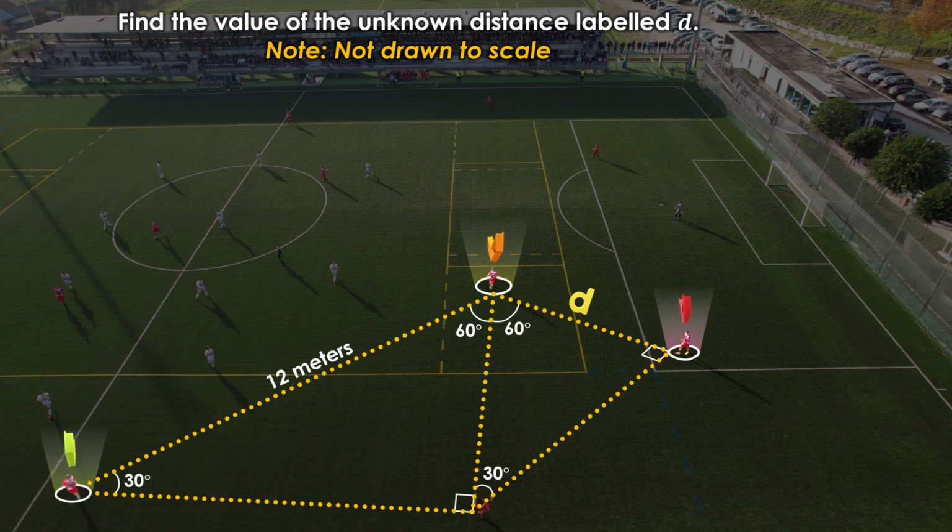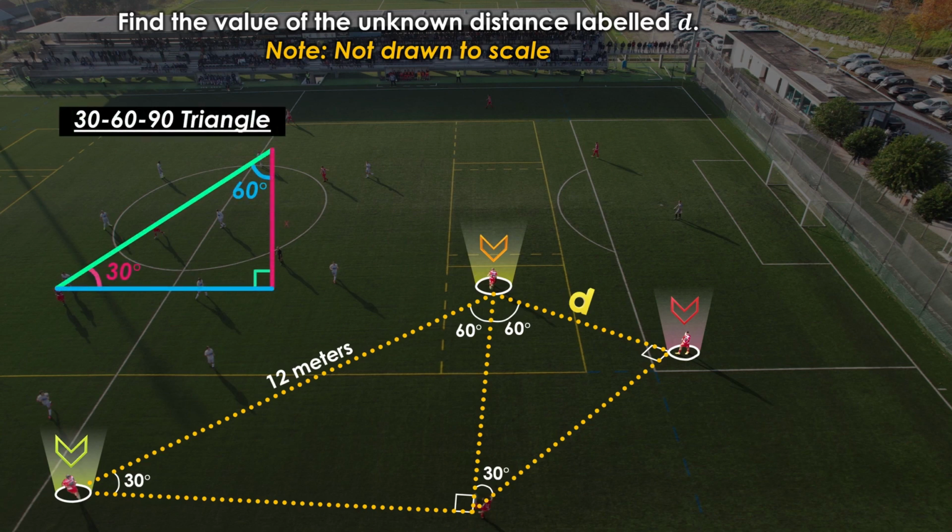This just means that we should accept the given information to be true, even if the angles and distances don't look exactly like it. Now, it may seem like we need more information to solve this question. However, if you pay attention to the angles they give us, you'll realize that these are 30, 60, 90 triangles, which means we can use the template to fill in the missing side lengths.